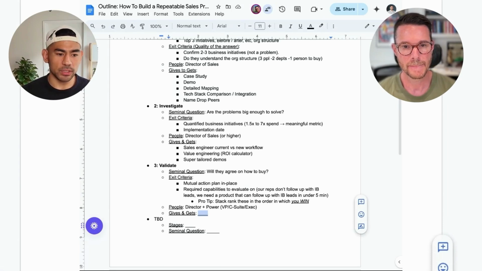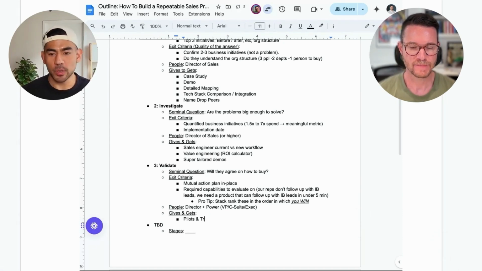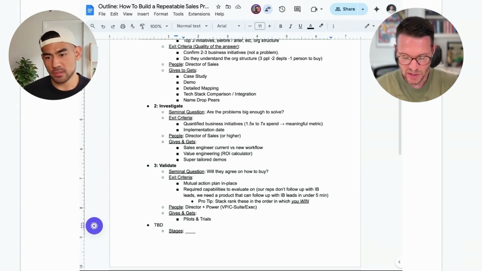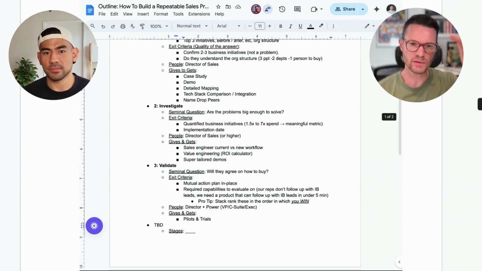So if stages 1 and 2 mostly had a director, maybe a director plus one, stage 3 is really where we have a mutual action plan, we have required capabilities, and we probably have some executive sponsor involved in the deal. Some things you can offer here, this is where you might do pilots and trials. You can say, listen, do you want to do a pilot?